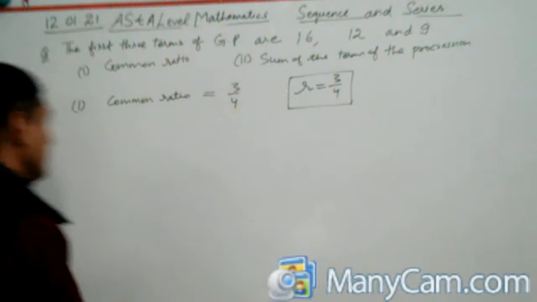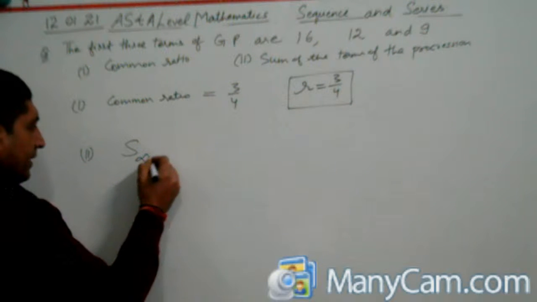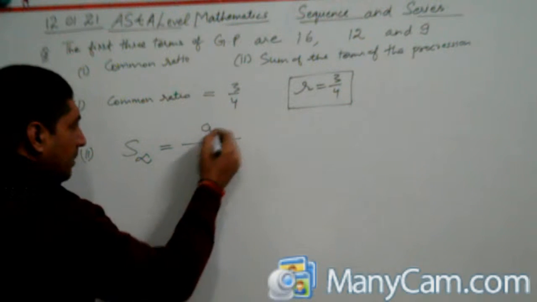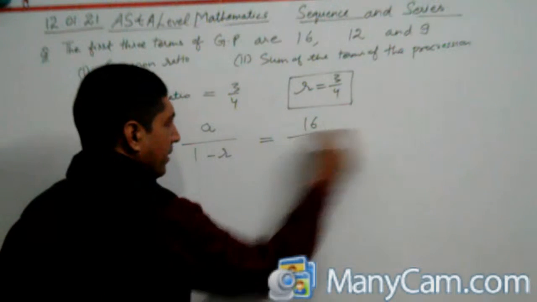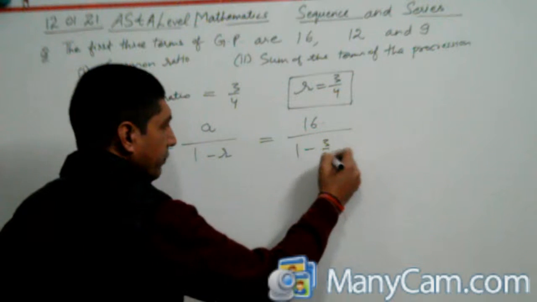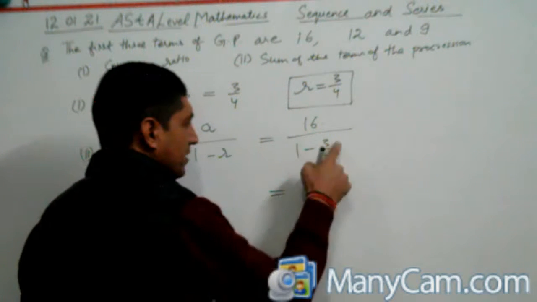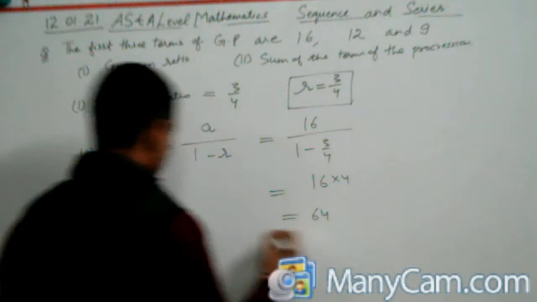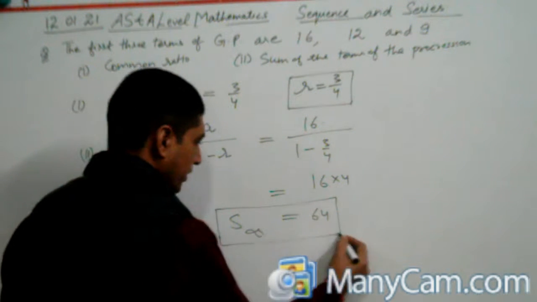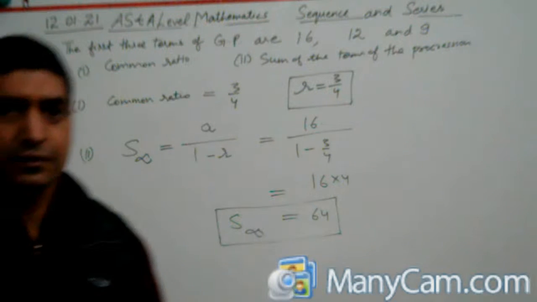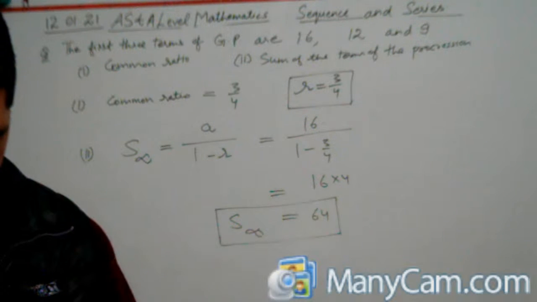Now the sum of the progression is the same, a upon 1 minus r, right? What is a? a is 16, and what is 1 minus 3 by 4? So here the answer is 16 into 4, since 4 minus 3 is 1, so the answer here is 64. The sum of the series here is 64. Okay, so this is the sum of the terms of this progression.